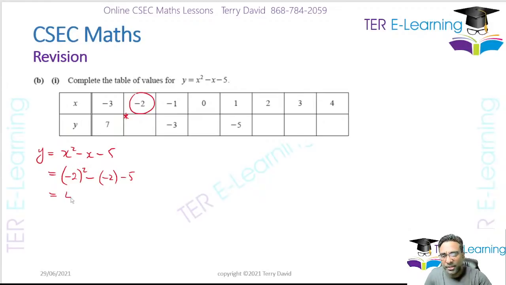Minus 2 squared is going to give me positive 4, right? Minus 2 is the same as saying plus 2 minus 5. So therefore that is 4 into 6 minus 5, and that's going to give me 1. So this first value here is 1, right? If you all want, you can double check with your calculator, right? Let's make sure we get the same answer.